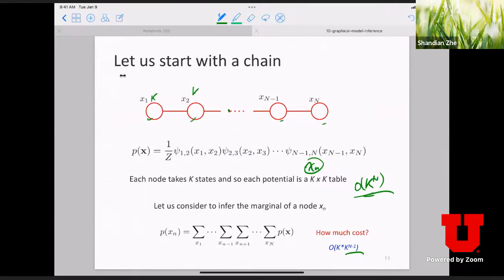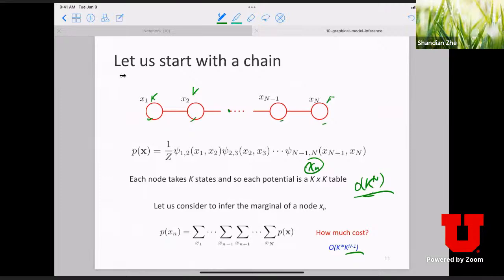And this is actually just a very simple structure. You're making very strong assumptions about conditional independencies. But if you just perform naive computation, even calculating the marginal distribution for any node takes this much cost. Of course, it's not practically useful.